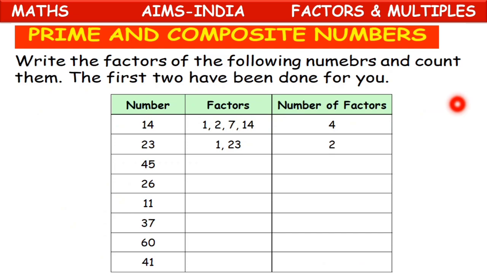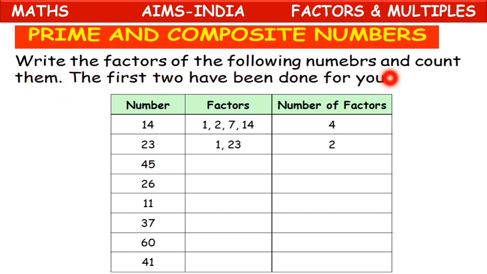So from the chapter Factors and Multiples, today we are going to learn about prime and composite numbers. Repeat after me children, what are we going to learn? Prime and composite numbers. Now first let us look at what we have here.